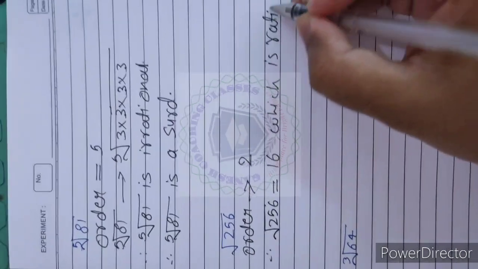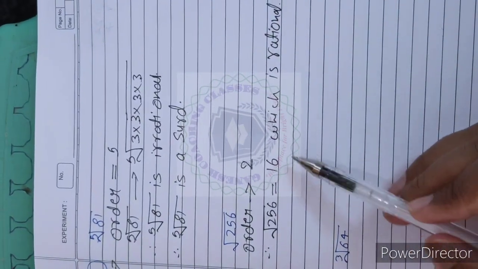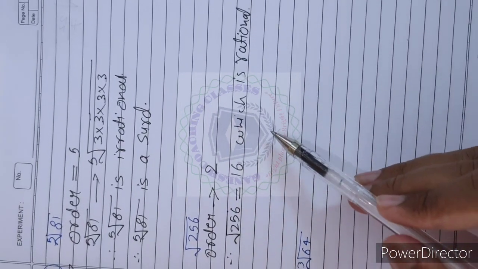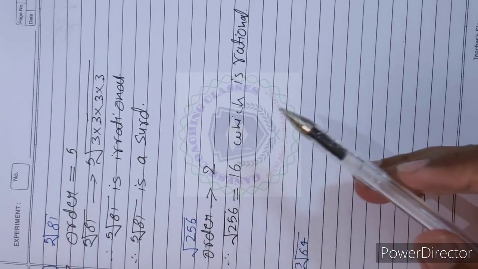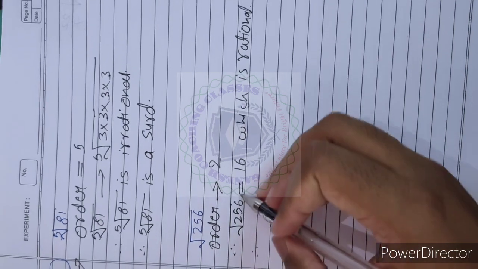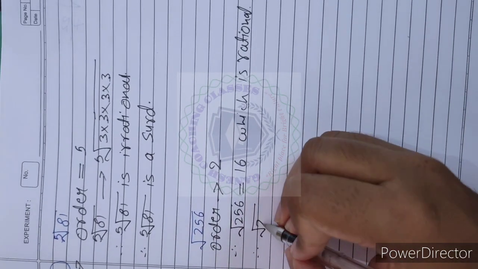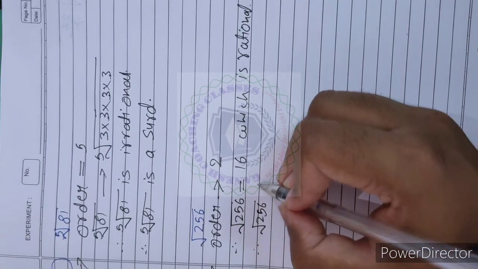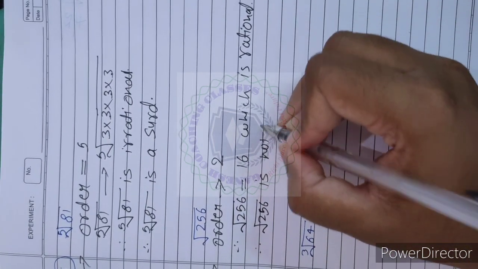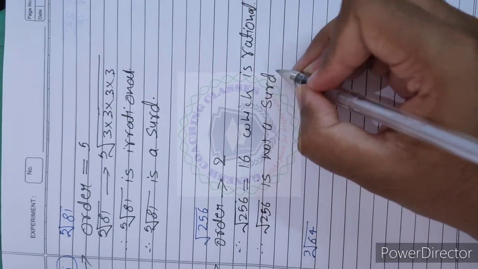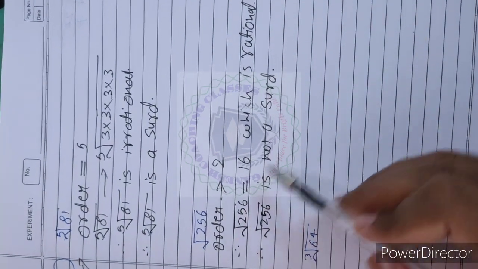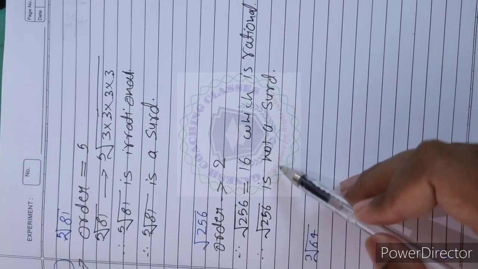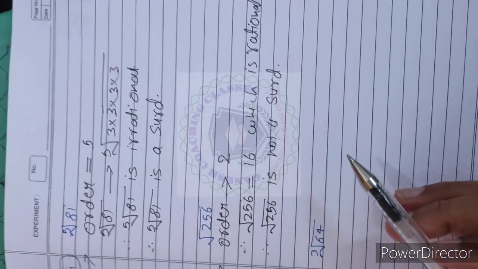That is 16. So here we will write that the square root of 256 is equal to 16, which is rational, because we know that 16 is a natural number. In case of rational or irrational, it is rational. So here we will write that the square root of 256 is not a surd because the value of this root we got was rational. If it was rational, then this is not a surd.